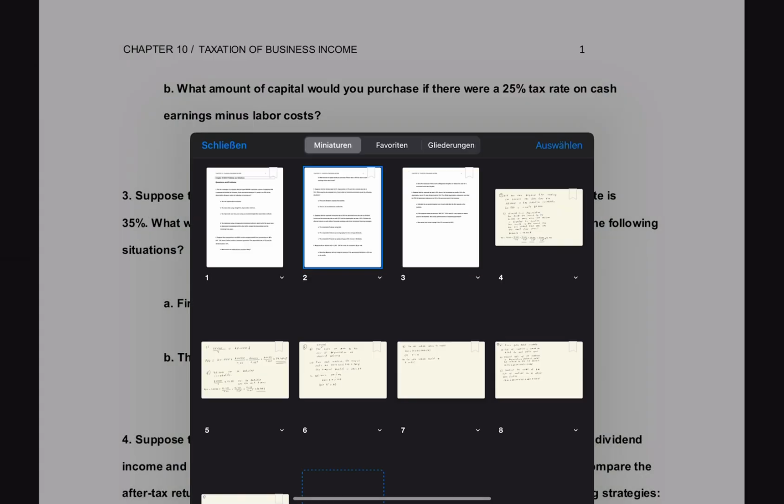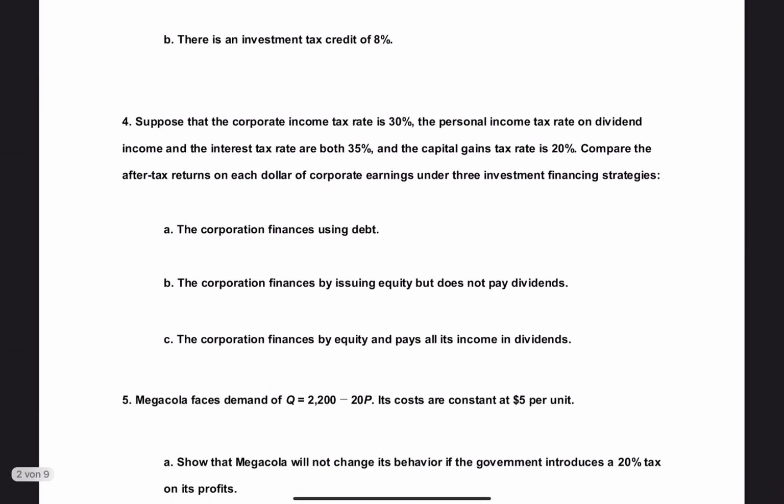So exercise number 4. Suppose that the corporate income tax rate is 30%, the personal income tax rate on dividend income and the interest tax rate are both 35%, and the capital gains tax rate is 20%. Compare the after-tax returns on each dollar of corporate earnings under 3 investment financing strategies.